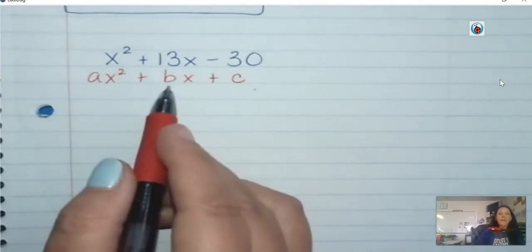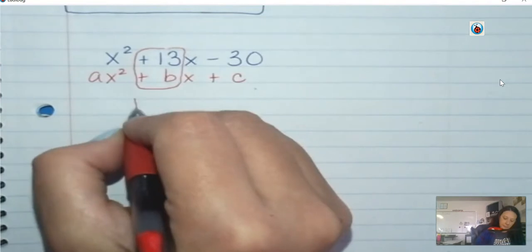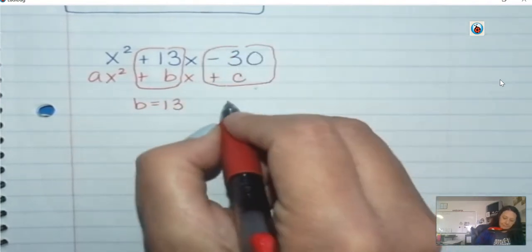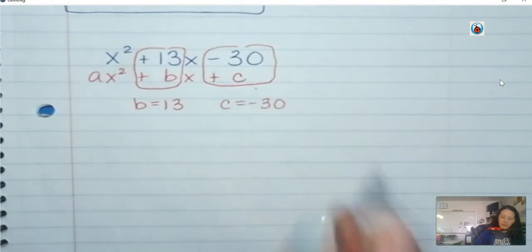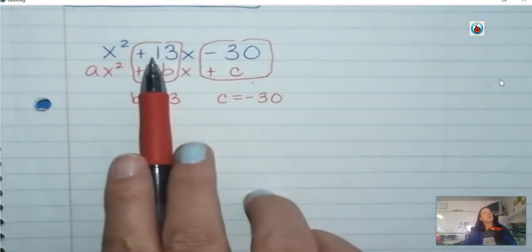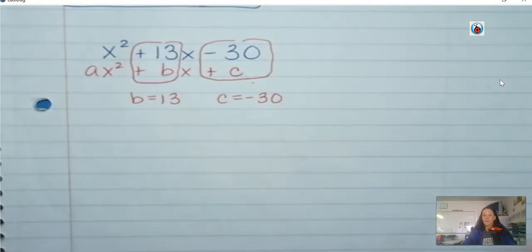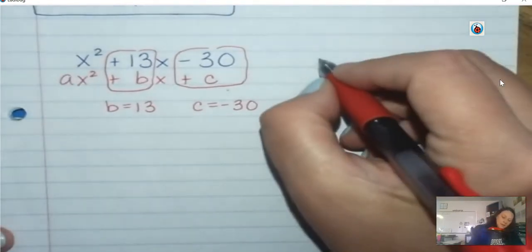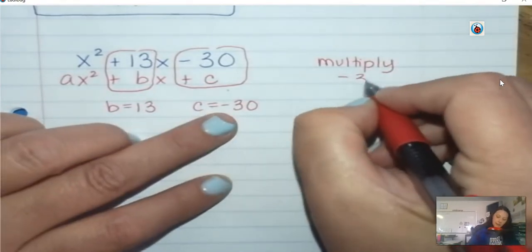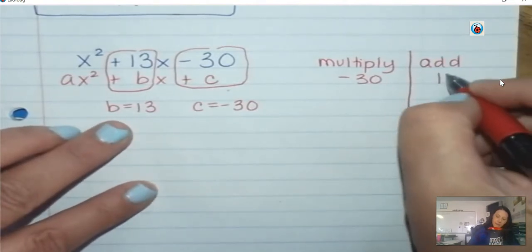So my b value is 13. My c value is negative 30. So you have to make sure to watch the symbol that's in front. 13 is positive, but 30 has a minus sign in front of it. So you want to think of two numbers that multiply to be negative 30, and they add to be positive 13.